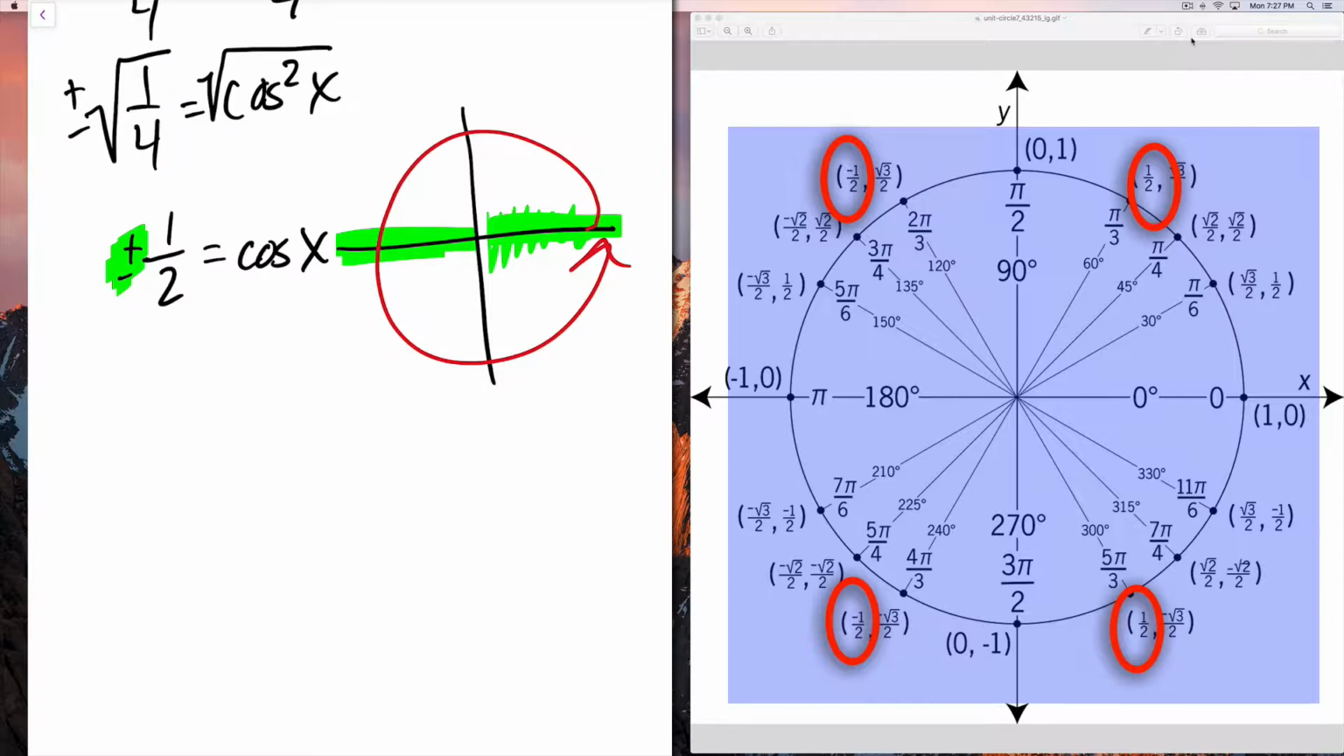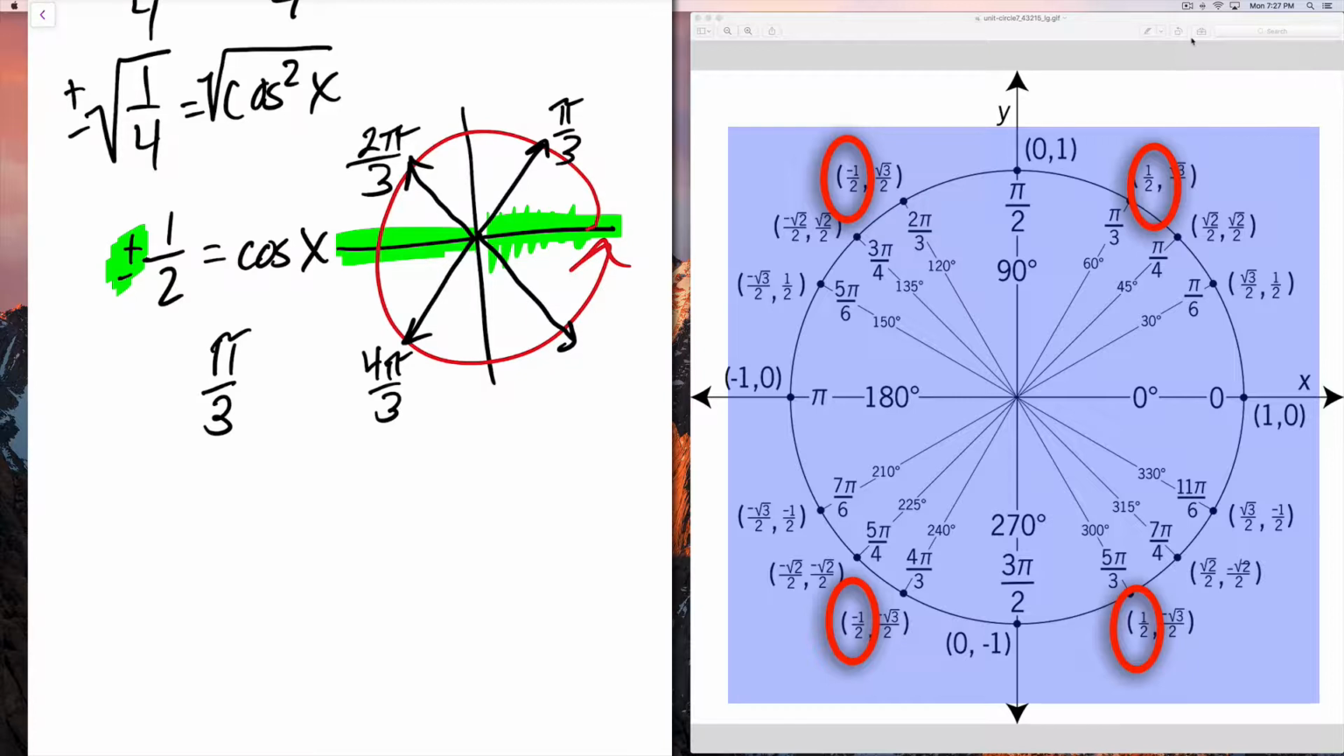So I see that it's positive at pi over 3. So let me write that here. It's pi over 3. It's also negative at 2 pi over 3. And then also it's negative at 4 pi over 3. And then positive at 5 pi over 3. So these are all the locations where cosine x is plus or minus half.